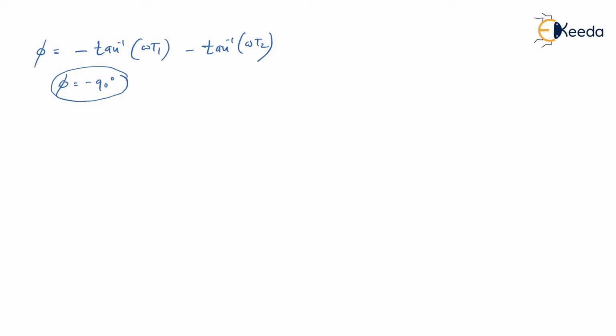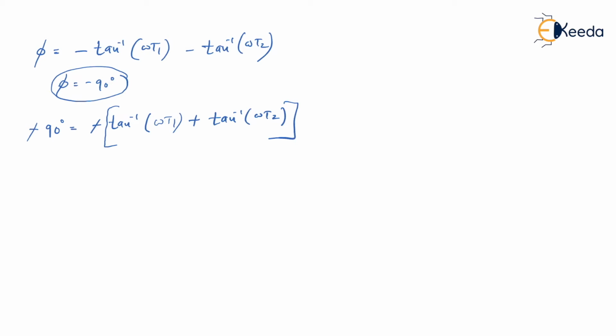Let's see how. I'm going to substitute this in the above expression. So what I can write is minus 90 degree is equal to minus of tan inverse of omega t1 minus tan inverse of omega t2. In fact, I can just take this negative sign out and write tan inverse of omega t1 plus tan inverse of omega t2. So here I can cancel this negative sign.